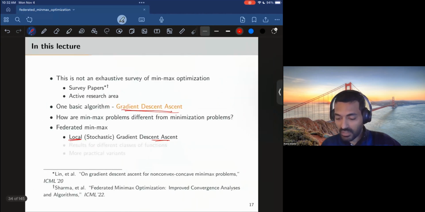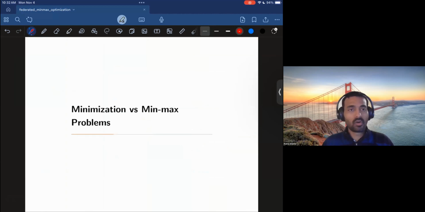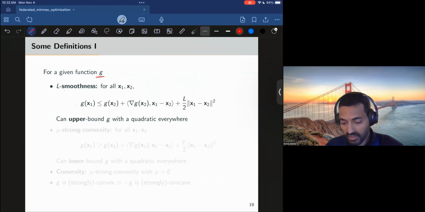Okay, so let's continue. Now let's see how min-max problems are similar to minimization problems and how they are different. Let's first recall a few definitions. I'm sure you have seen these in this course, but just for the sake of completeness. Suppose we are given some function g. Let's first discuss what we mean by smoothness.